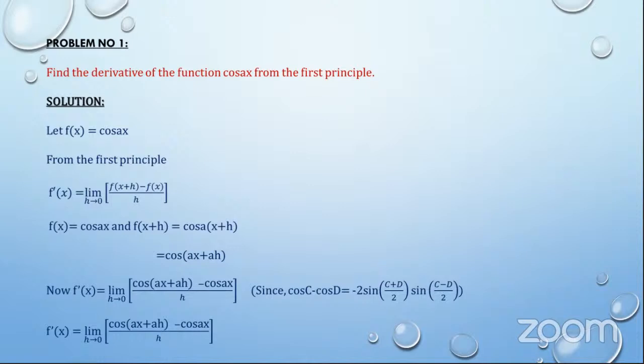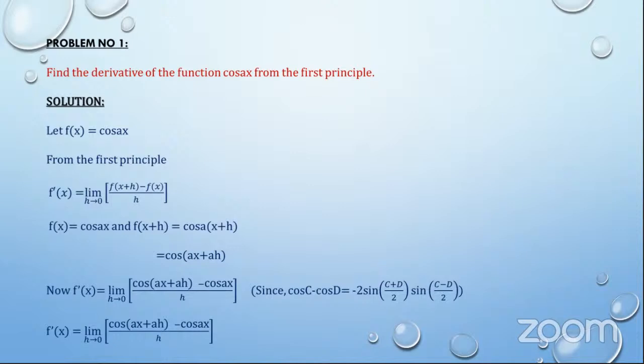Given question is find the derivative of the function cos ax from the first principle. We know the first principle formula. What is the formula? f dash x equal to limit h tends to 0, f of x plus h minus f of x by h. Let the given function, what is the given function? Cos ax. Let f of x equal to cos ax, using the first principle formula.